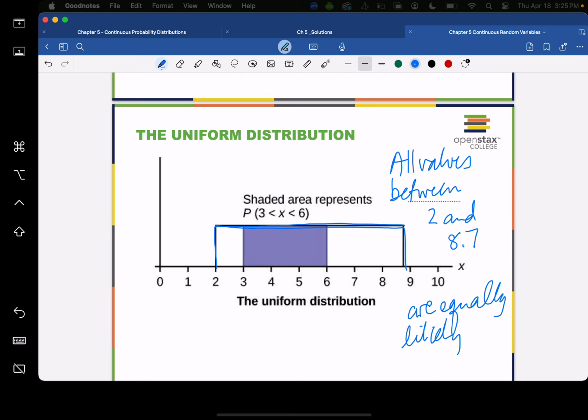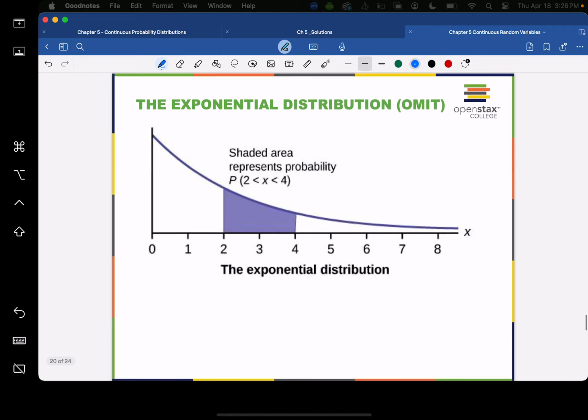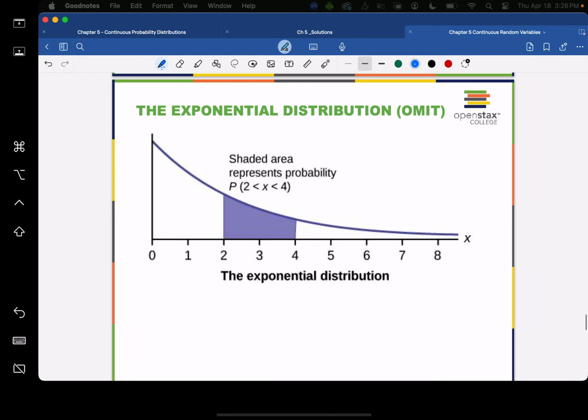And then somebody shaded the area between 3 and 6. So we could be looking at the likelihood of landing between 3 and 6, but the entire distribution is from 3 to 8.7 or whatever that is. The exponential distribution we're not going to cover, but I just wanted to show you that we could have a distribution that's curved like this. And then we could say, what's the probability of landing between 2 and 4? And we would find that shaded area.